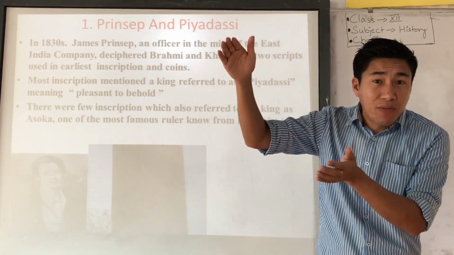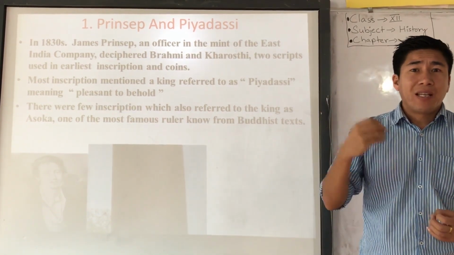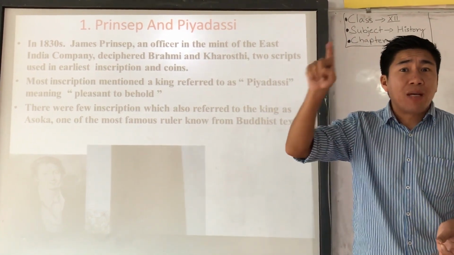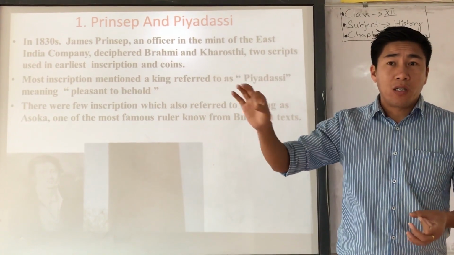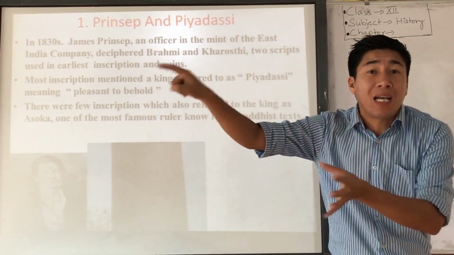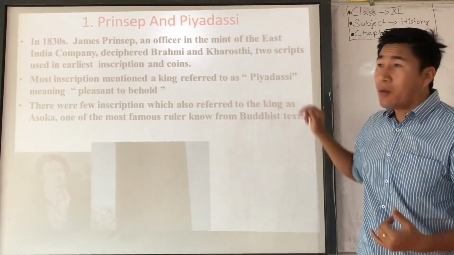Now, from the 1830s till 1950, we found different kinds of inscriptions on which they wrote Priya Dasi, the king Priya Dasi. Sometimes they also wrote Devanampiya, beloved of God. In some inscriptions they also found Devanampiya Priya Dasi. But they never found any inscription which mentioned Ashoka as Priya Dasi.